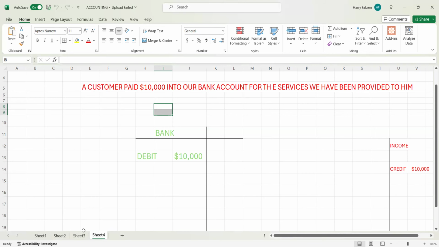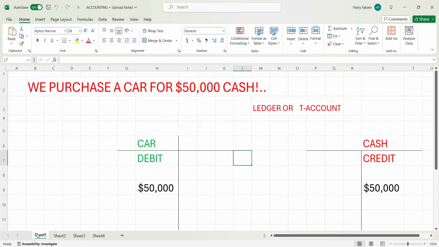Anytime you receive money, you put it on the debit side. You purchase a car for $50,000 cash, you receive the car. Anytime you receive something, you put it on the debit side. And since you purchase the car with your $50,000, you put it on the credit side. In accounting, we have debit and credit. Anytime you receive, you put it in the debit side. Anytime you send it out, you put it on the credit side. Those are the rules of accounting.